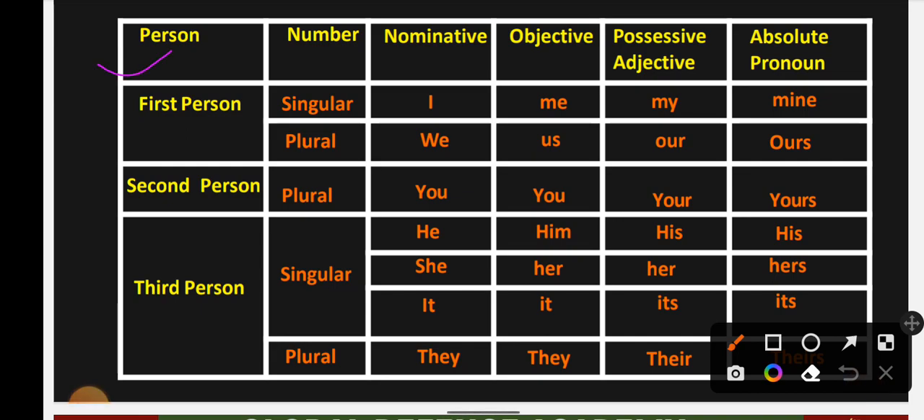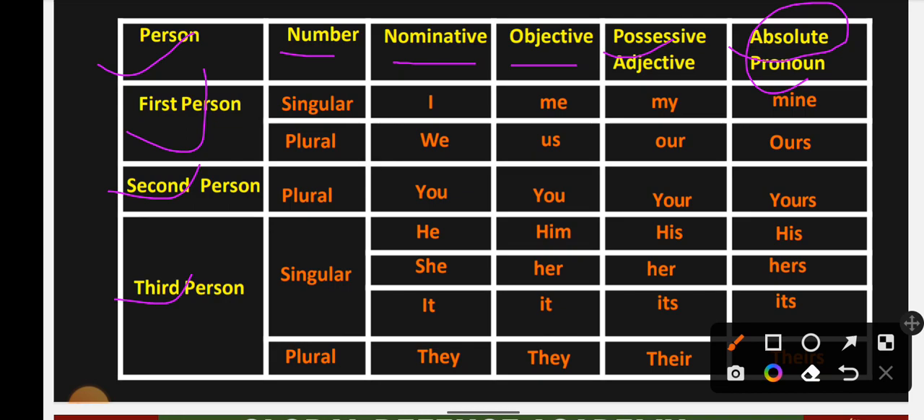First is person. We have to know person. Second, number. What is the meaning? Then nominative, objective, and possessive adjective. And last but not the least, absolute pronoun. Many of you have heard about it, but I will clear it for you. There are 3 persons in English grammar: first person, second person, and third person.